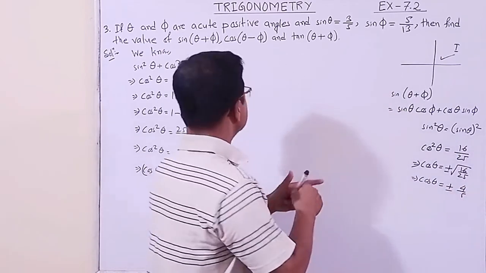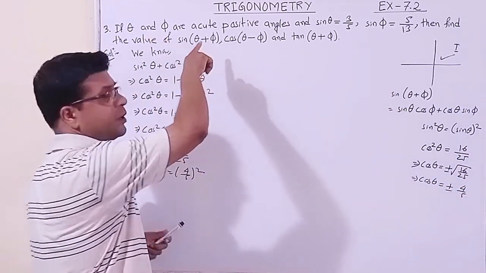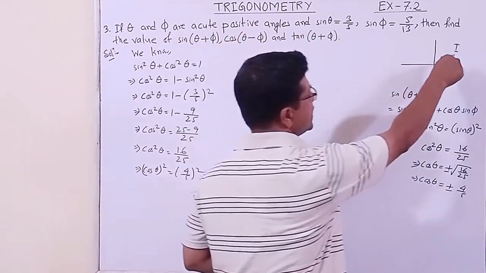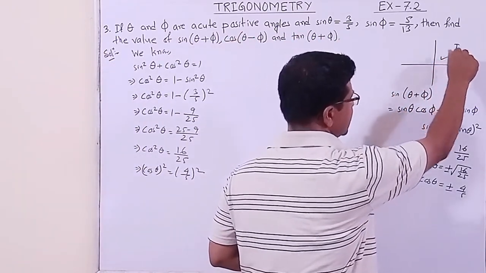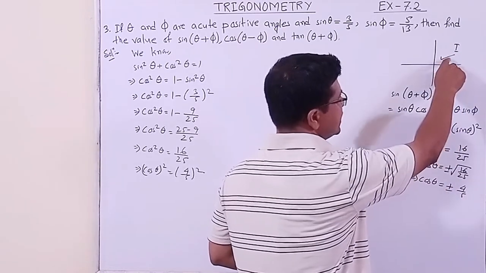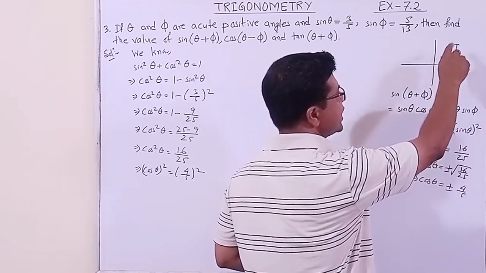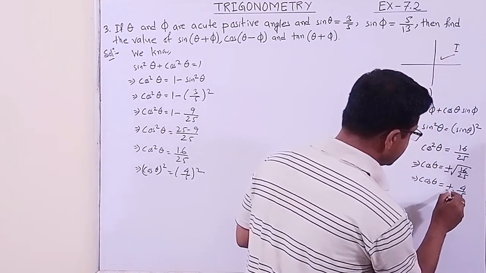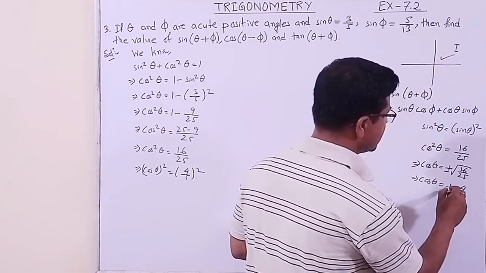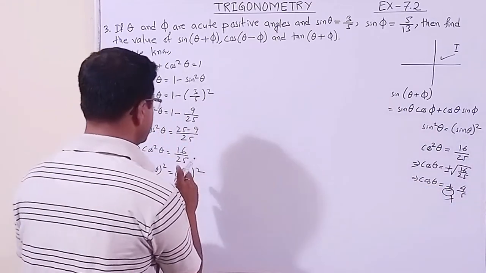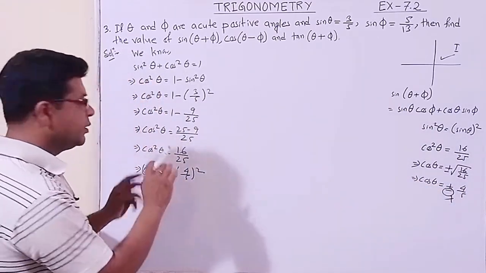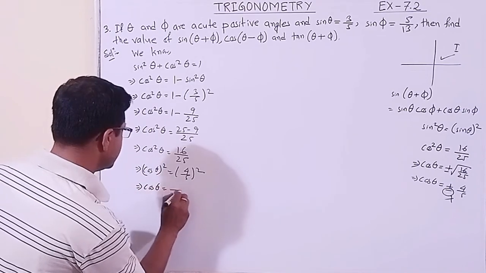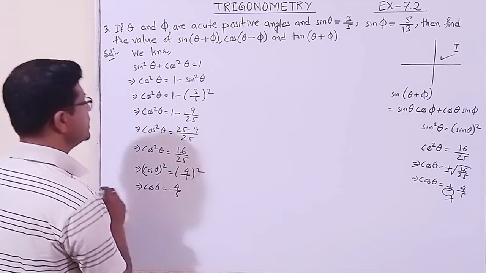But it is mentioned that these are acute angles. For that purpose it is mentioned acute positive angles. That means they lie here, all the trigonometric ratios lie here. It means they are positive. That means we will not consider this negative value, we will only consider 4 by 5. So that's why we are avoiding those negative values. So cos theta equals 4 by 5. Okay, so this is done.